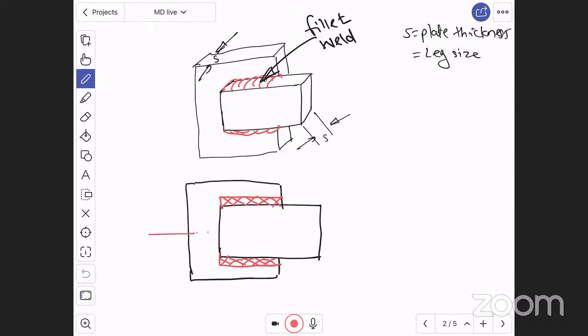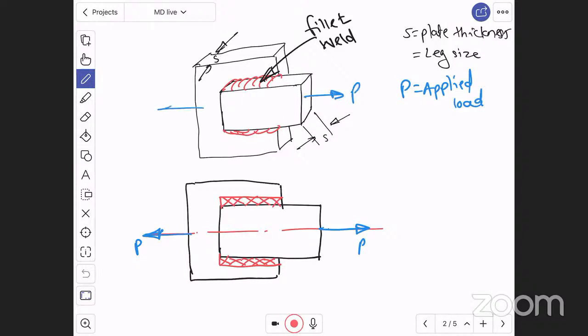Here, see, this is the axis and the load is passing through the axis. The load applied on the plate is P. Here you can see P is the applied load. Now you can see here the welding and the load are parallel to each other. Therefore, this is called parallel fillet weld.